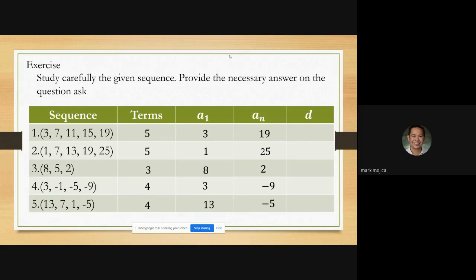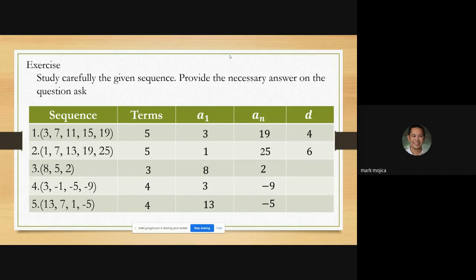Now, let's try to work with the common difference. Again, sabi ko nga, the second term subtract the first term, and so on and so forth. Okay? So, number 1, 7 minus 3, I guess that is 4. Okay, that's good. Number 2, let's try the fourth term, subtract the third term. So, 19 minus 13, I guess that is 6. Okay, that's good. And let's try the third term, subtract the second term, number 3. So 2 minus 5, notice that 5 is greater than 2.